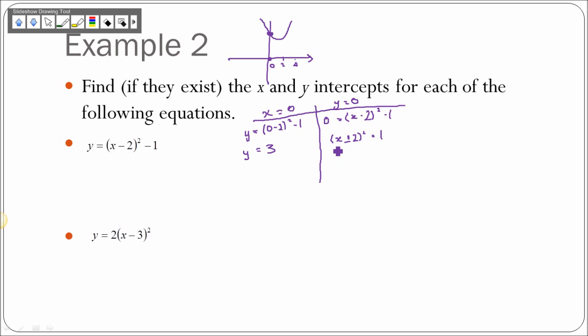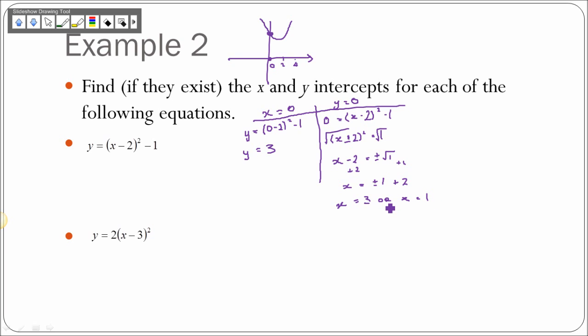Let's get rid of the squared sign by taking the square root of both sides. So x minus 2 is equal to plus or minus the square root of 1. And the square root of 1 is just 1. So let's add 2 to both sides to finish it off. So x equals plus or minus 1 plus 2, which means that x is equal to 3 or x is equal to 1, because 1 plus 2 is 3, or minus 1 plus 2 is just 1.